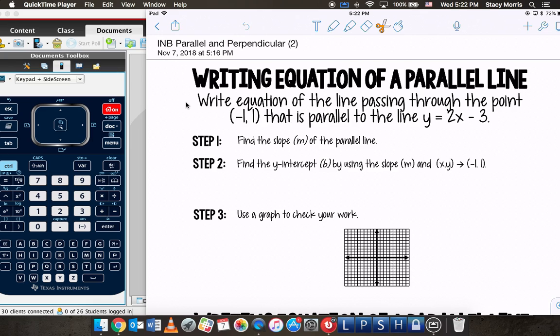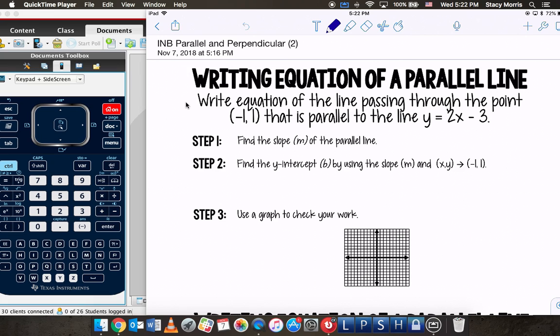Okay, so these notes are going to be about writing equations of parallel, and then we're also going to do perpendicular lines. So our instructions say, write the equation of the line passing through the point -1, 1 that is parallel to the line y equals 2x minus 3.